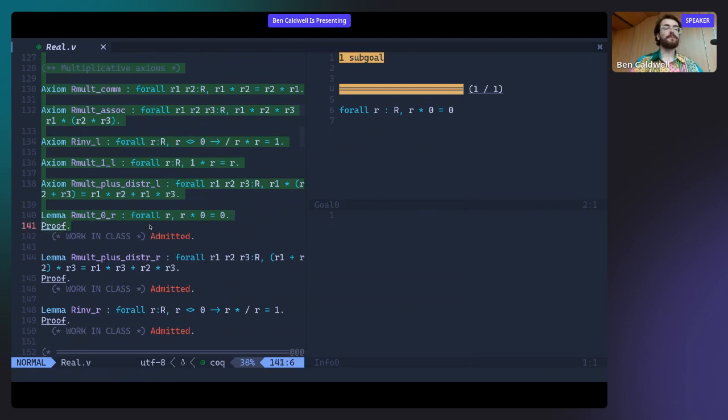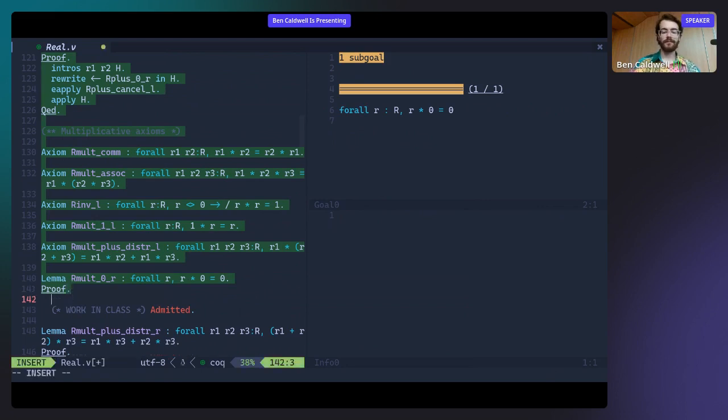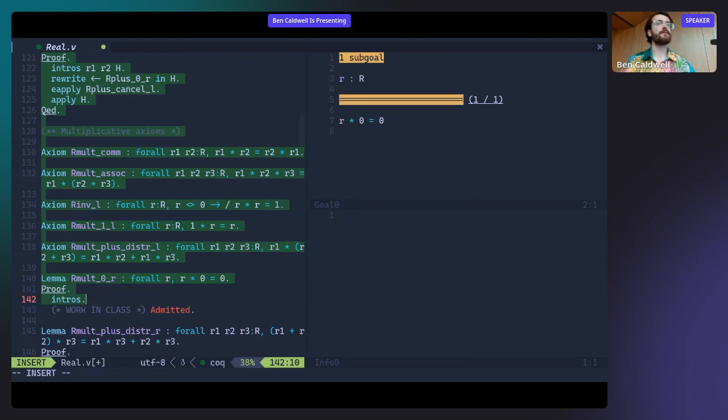So now we want to prove sort of the opposite side version, right? So we have to prove that R times 0 is itself 0, right? So how would we get started with this? Intros is always, if I can know how to type, intros is always a good thing to start with. Does anybody have any ideas what we might want to do?